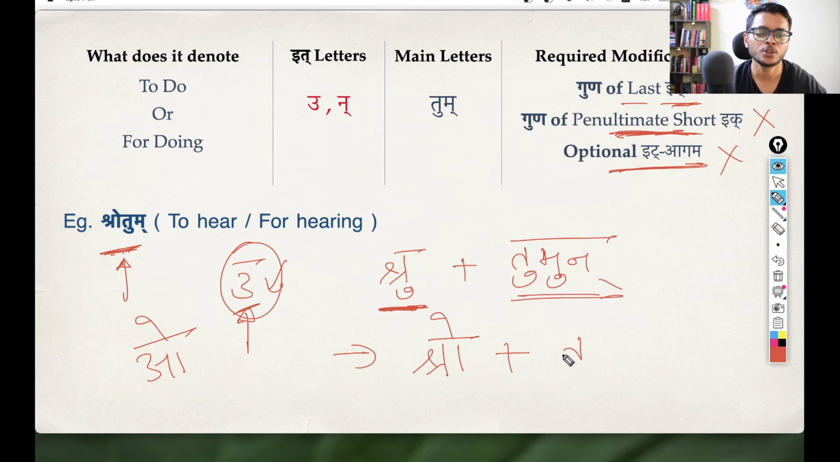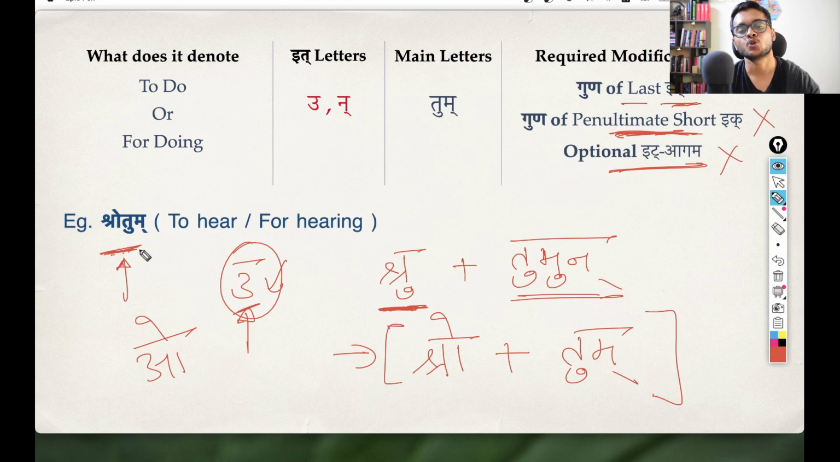For tumun, we know the main content of this suffix is tum. So we simply combine them together and we get the pada shrotum. Shrotum, to hear, for hearing. Aham shrotum ichhami, I want to hear. Or I can also say aham katham shrotum mandiram gacchami, that I, for hearing the story, go to the temple.